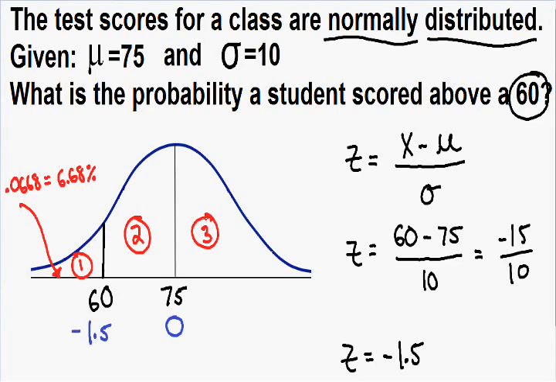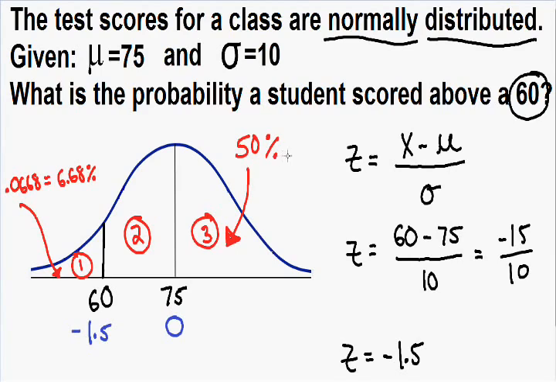Alright, so now let's take a look at section 3. You can probably figure this out just by looking at it. We know that this is half of the curve because the average of 75 is directly in the middle. So we know that to the right of this 75 is half the curve, so the area of section 3 is equal to 50% of the curve.